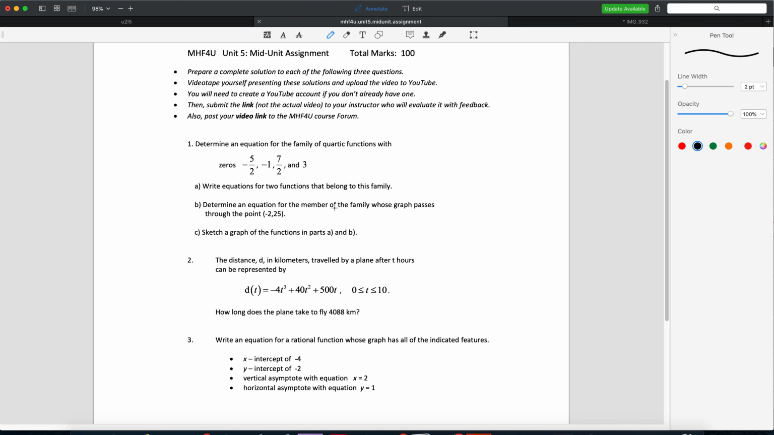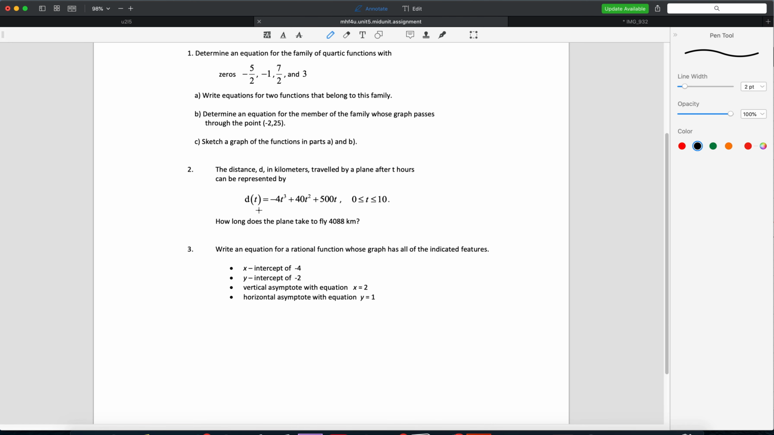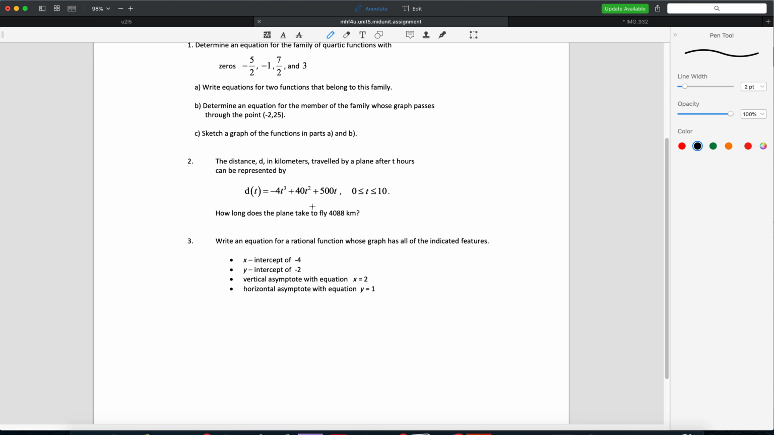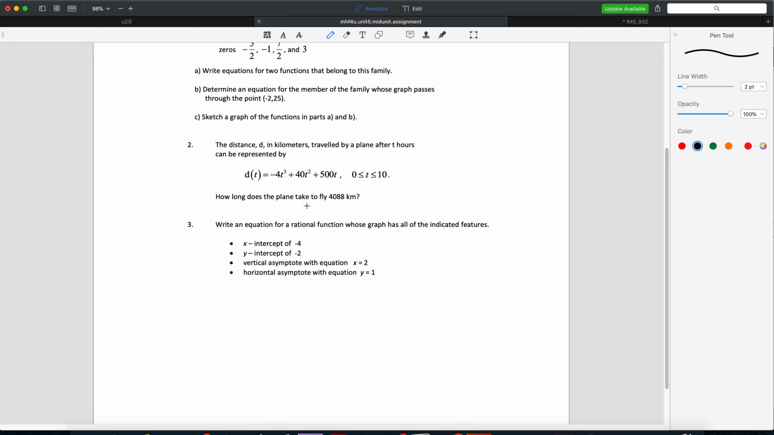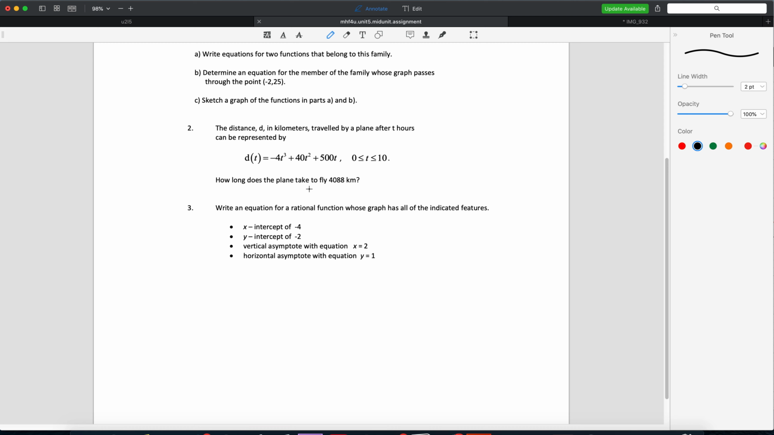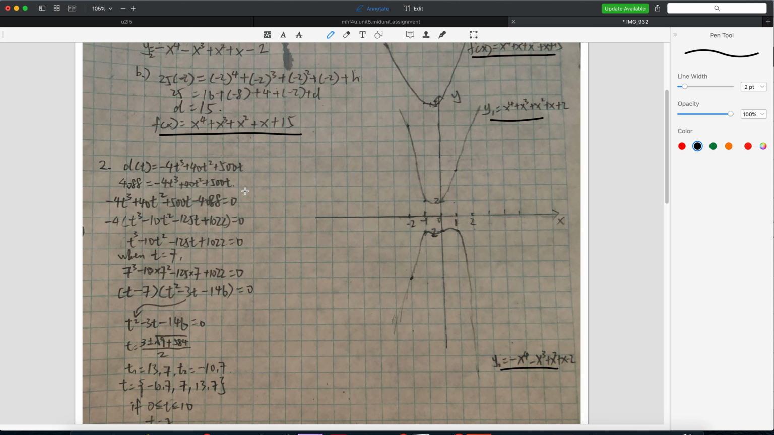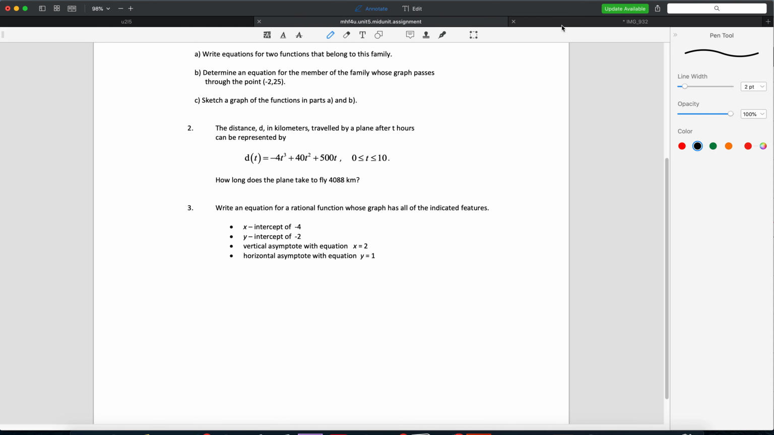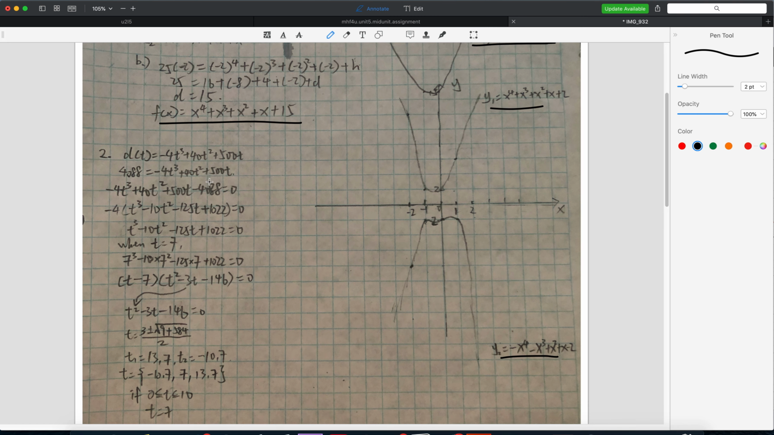So question 2. So we have this equation here, the distance D in kilometers traveled by a plane after T hours can be represented by this equation. So our job is to find the T value. We already know the D value is 4088. So we just plug 4088 into these equations, and we just solve this cubic equation.